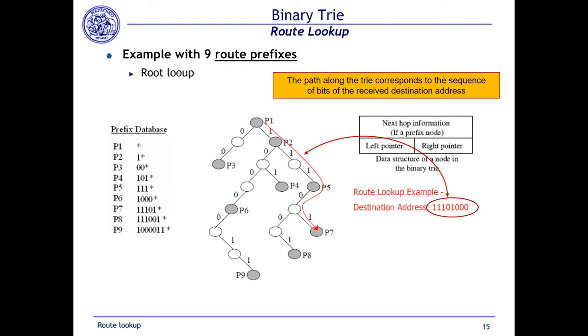So starting from the root, if the first bit is a 1, you go to the left. If the second bit is a 1, you go to the right, and so on. And here, for example, you have 1, 1, 1, 0, 1, 0, 0, 0, and so on. This means that you describe this path in red. So 1, 1, 1, 0, 1.